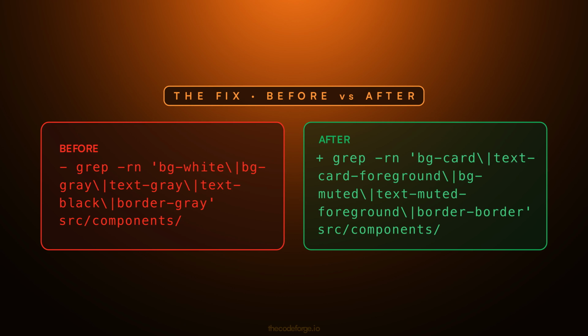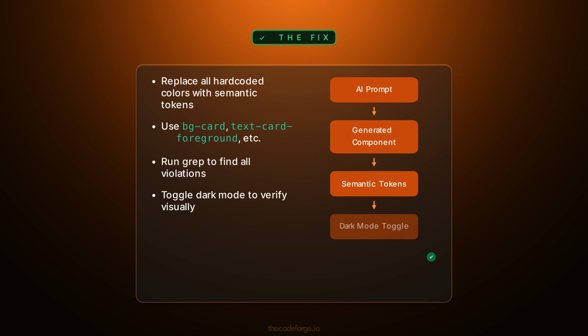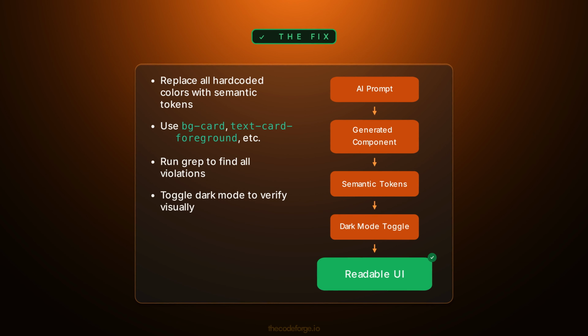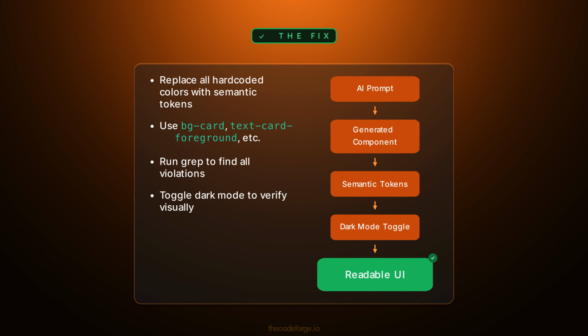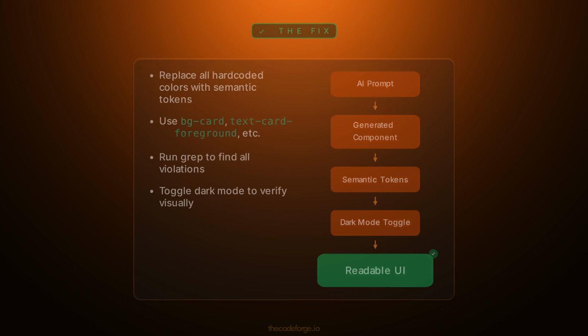AI-generated components used hard-coded color values like bg-white and text-gray instead of semantic tokens, causing white text on white backgrounds in dark mode. The fix replaces all hard-coded colors with CSS variable tokens. The fix was to replace every hard-coded color class with semantic tokens like bg-card and text-card-foreground. We ran a grep for bg-white, text-gray, etc., and fixed each instance. After the fix, dark mode worked correctly because the tokens adapt to the current theme.